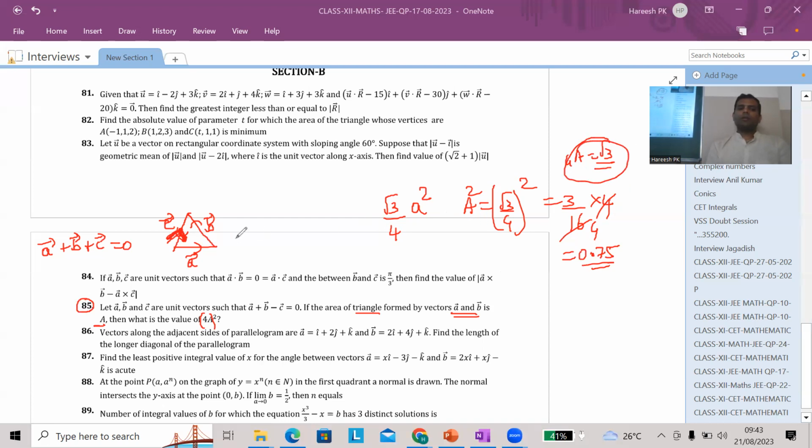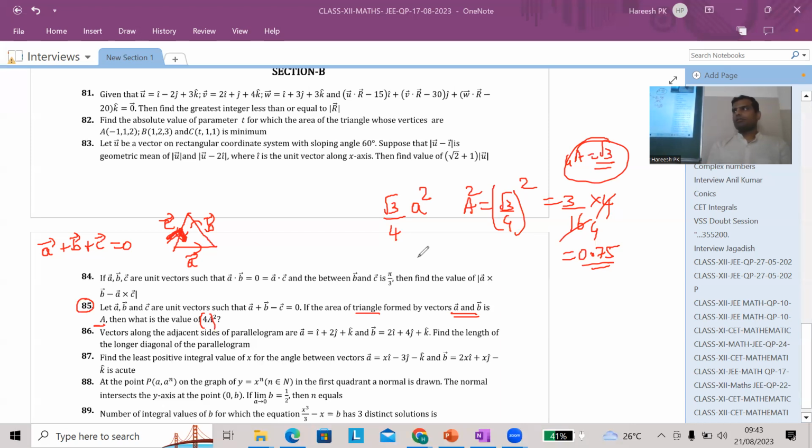Now vectors A and B, you understood that this is an equilateral triangle, formed by vectors A and B as adjacent sides. So it is the area of the whole triangle. Yeah, area of the whole triangle. So see how easy this is. So we get √3 by 2.